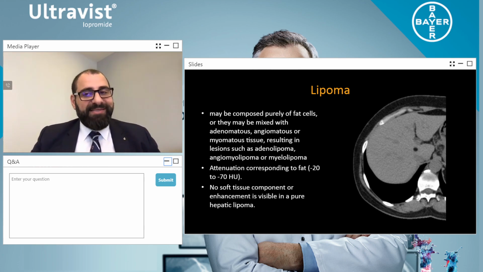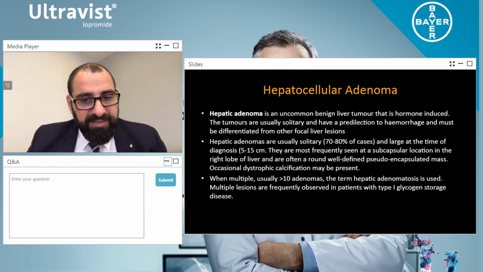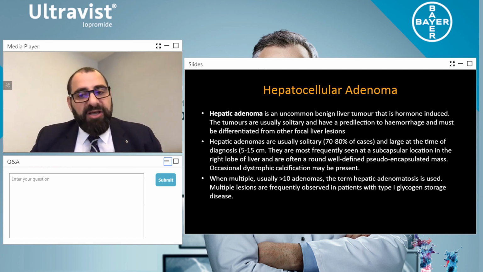If I look at hepatocellular adenoma, now this is an uncommon liver tumor, and it's actually hormone induced, and they're usually solitary, so they're well circumscribed. They sit on their own, and that's only about 70 to 80% of these cases. They can grow between 5 to 15 centimeters. It's nothing to be worried about. Now, if they are multiple, this is when there are usually more than 10 adenomas, and then they call it hepatic adenomatosis.